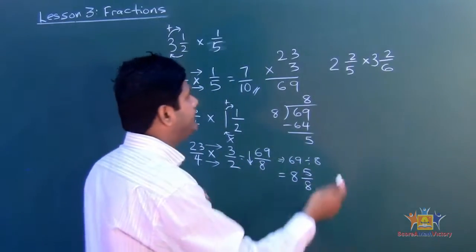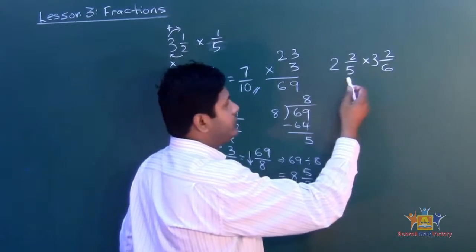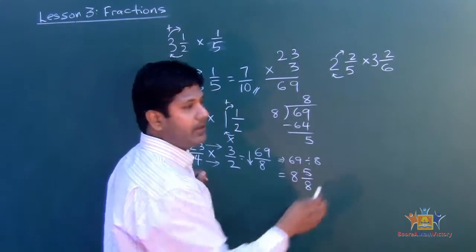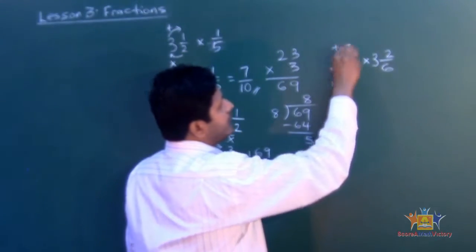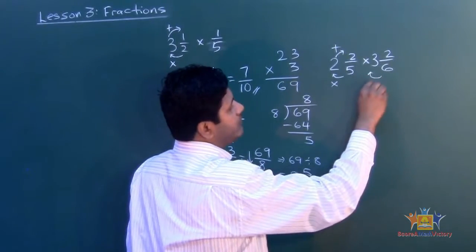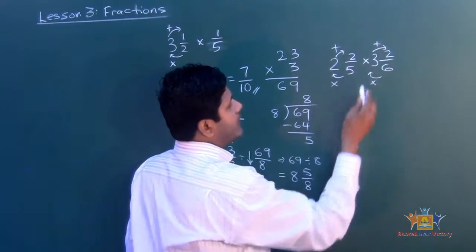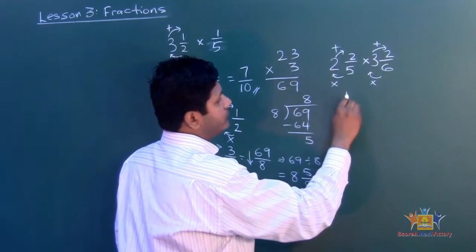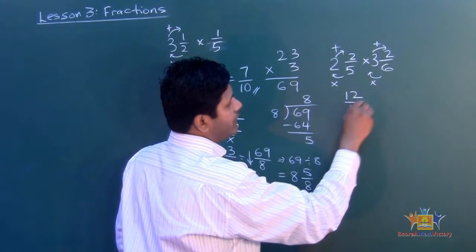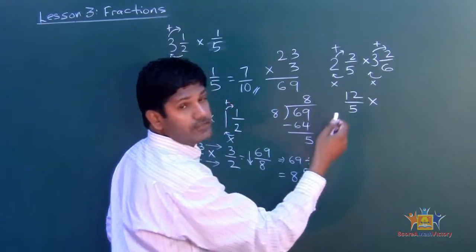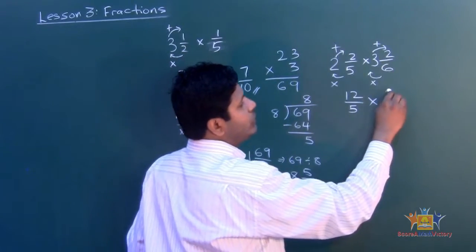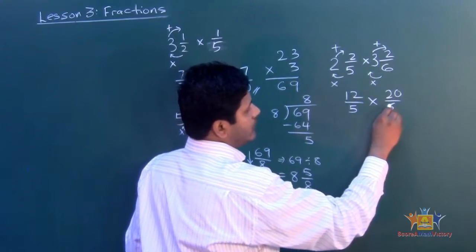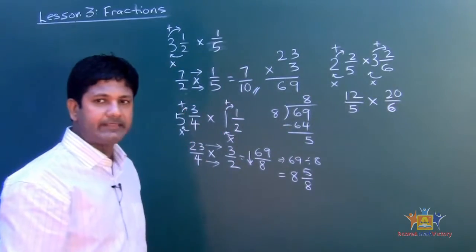See that? Okay? So I have to convert this into an improper fraction using the semi-rotation method. The first part I multiply, the second part I add. Same thing with this one. Multiply and then I add. 5 times 2 is 10. 10 plus 2 is 12. So it will be 12 over 5 times 6 times 3 is 18. 18 plus 2 is 20. 20 over 6. So what's my next step?